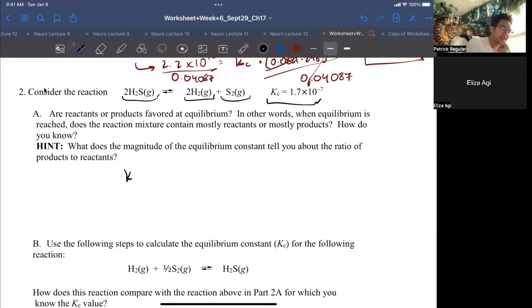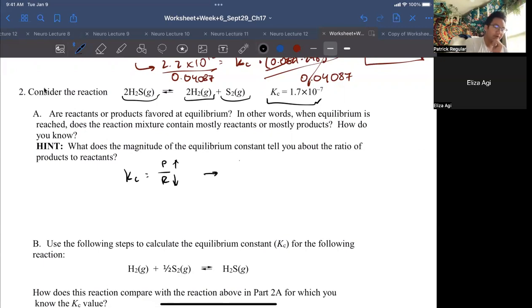If you remember, Kc, or your equilibrium constants as a whole, is your product over reactant. So if you have very high product and very low reactant, your Kc constant will be very high. And you'll see this in strong acids and strong bases, because they dissociate completely. And if they dissociate completely, they produce the most amount of products. So product over reactants is going to be a very high ratio. Your Kc is going to be very high.